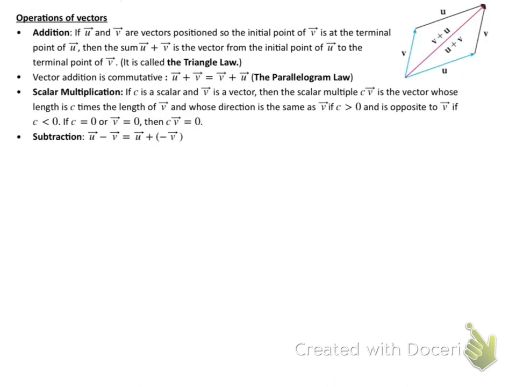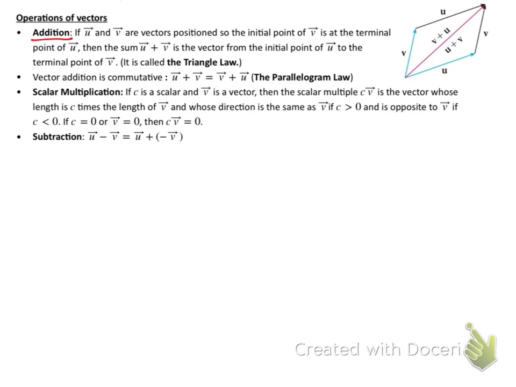Now we can talk about the operations of vectors. First, how do we add two vectors? Well, again, vectors are, to me, like paths. You go from A to B directly. Now, if you're adding two vectors, pretty much you go from A to B, then you go from B to C. That's how you add vectors. And here, addition: if U and V are vectors positioned so that the initial point of V is at the terminal point of U, then the sum is the vector from the initial point of U to the terminal point of V, which is called the triangle law.